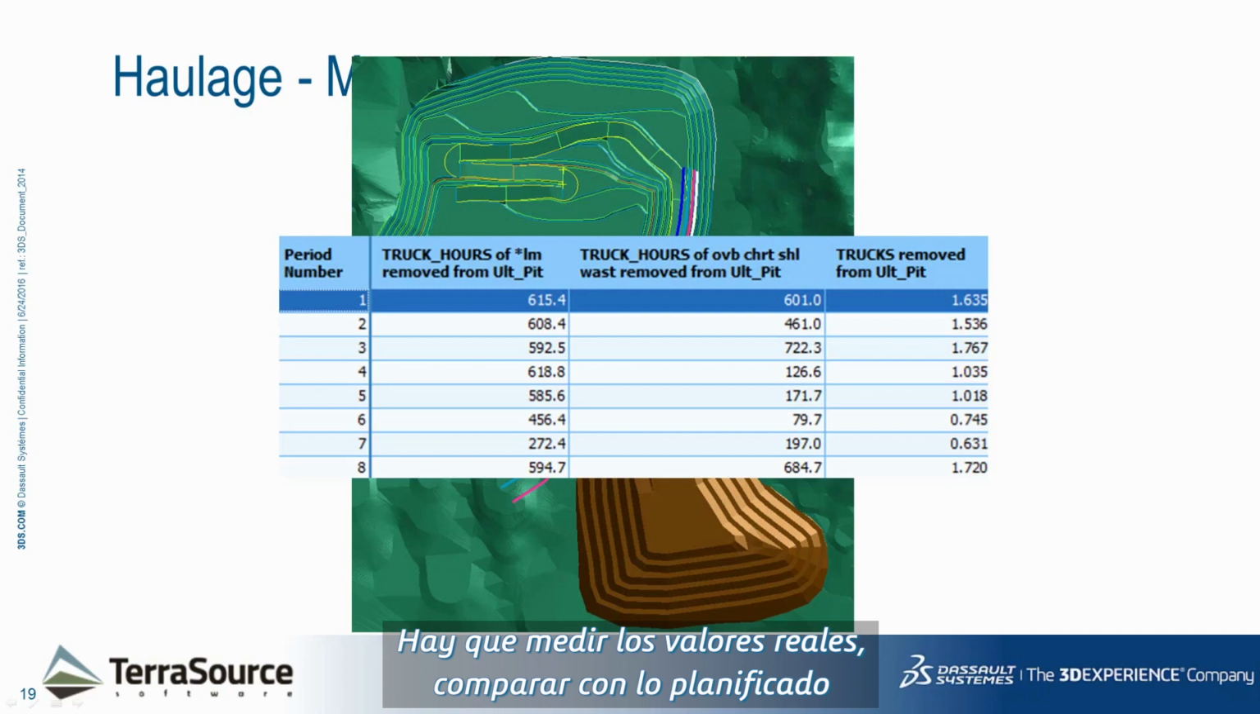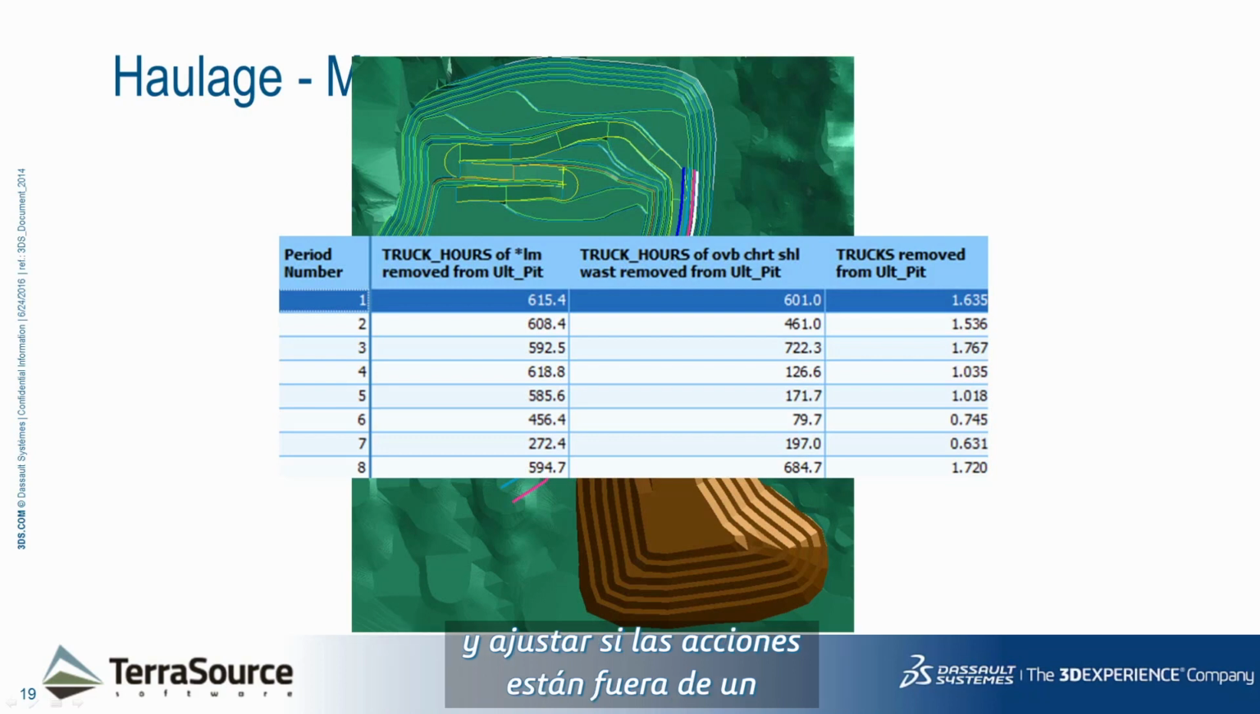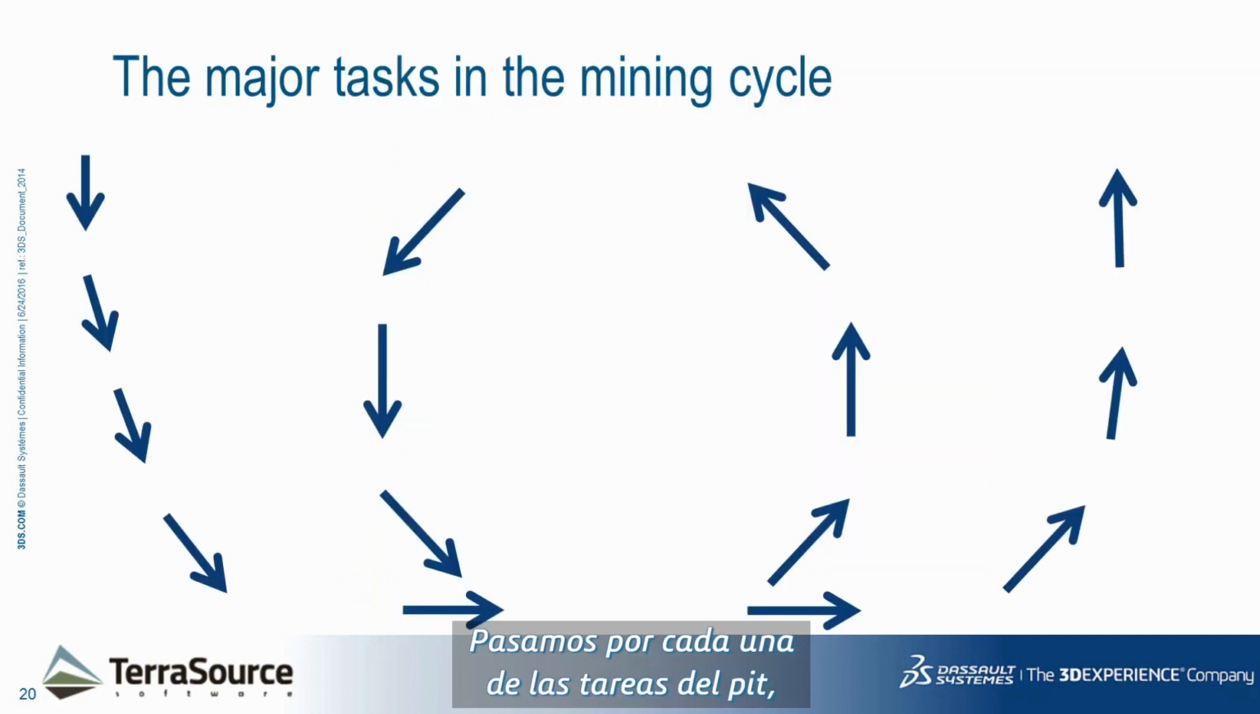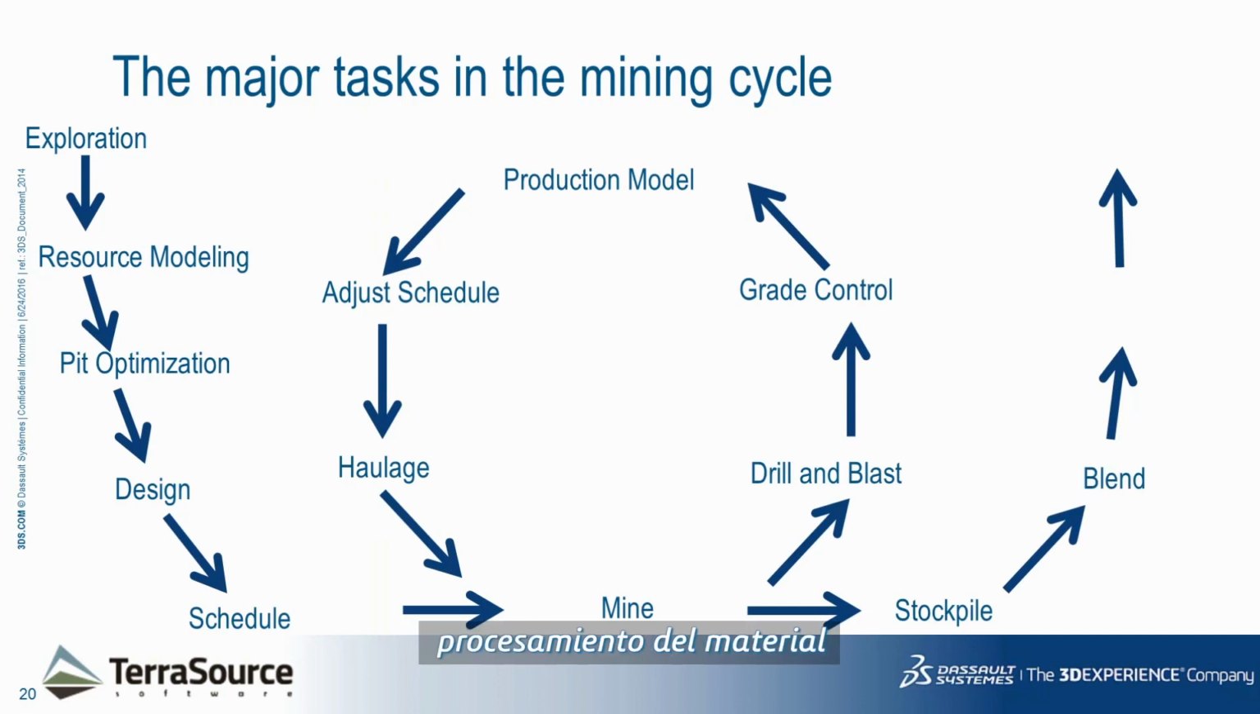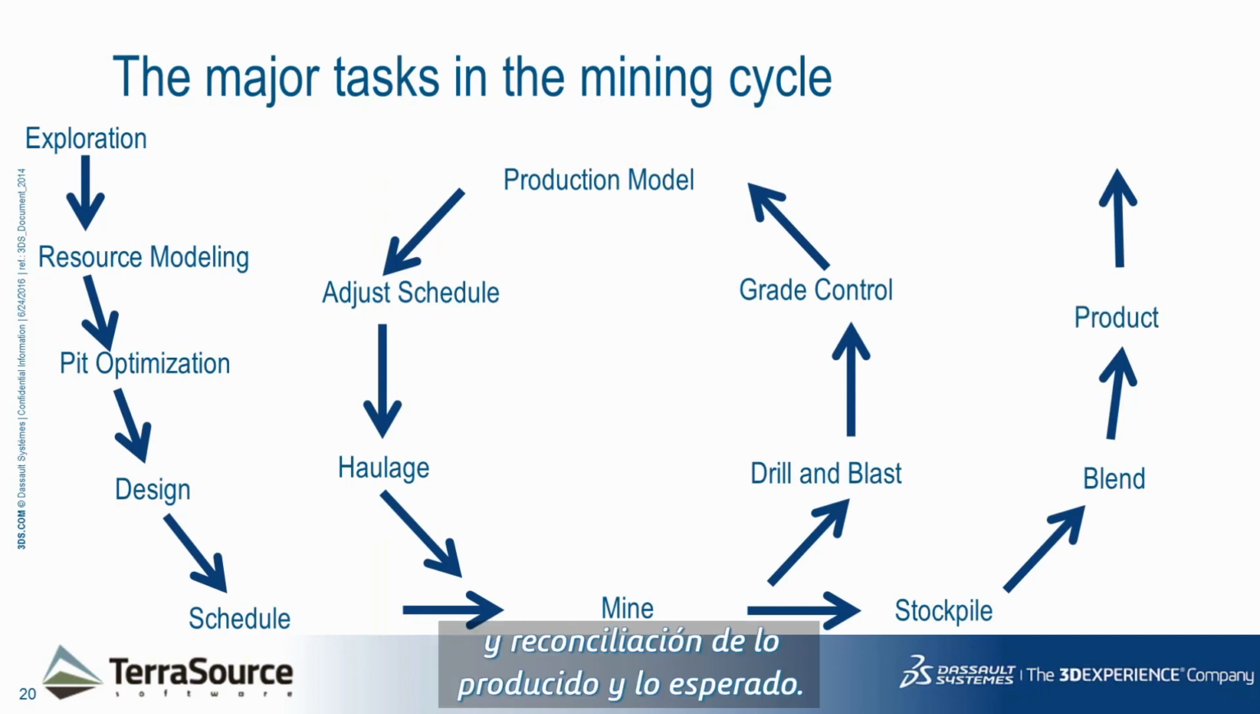Measure the actual, compare with the planned, and adjust if the actuals are outside of an acceptable range from the planned. We've touched on each of the pit tasks, and the remaining steps are stockpile, blending, processing the material, and reconciling what is produced versus what was expected.